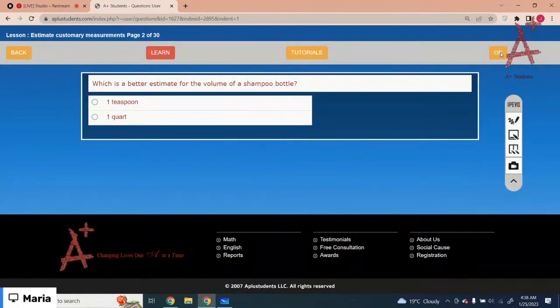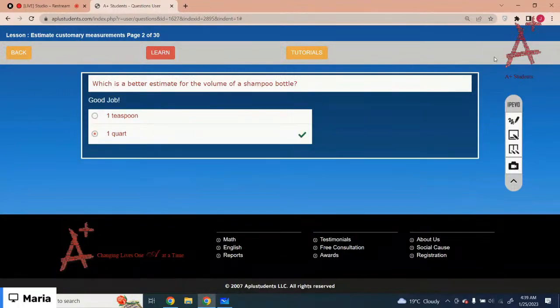Okay, which is the better estimate for the volume of a shampoo bottle? So which is the correct option? 1 quart or 1 teaspoon? It would be 1 quart. Got it? Because 1 teaspoon is too little. So 1 quart would be the volume of the shampoo bottle. Got it?